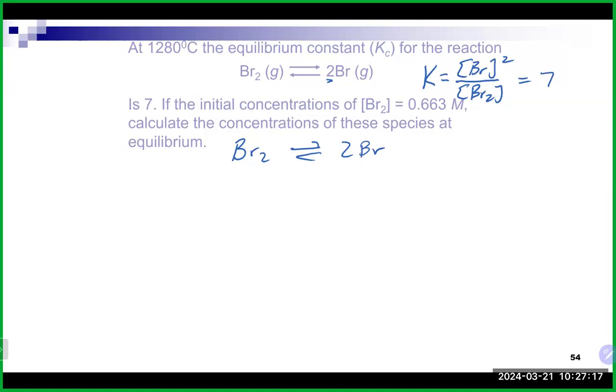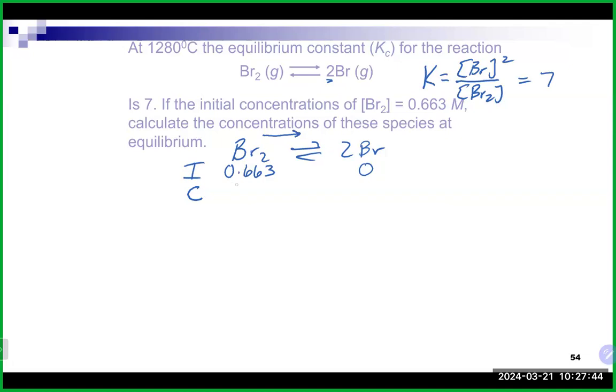We're going to do an ice table here. So we have only the initial concentration of the Br2 given to us. Again, there's nothing mentioned about Br's concentration initially, so it is safe to assume that we're starting with 0. This also should tell us it's probably safe to assume that this reaction is going to head towards the product side since we have no products. That's going to help us with our change part.